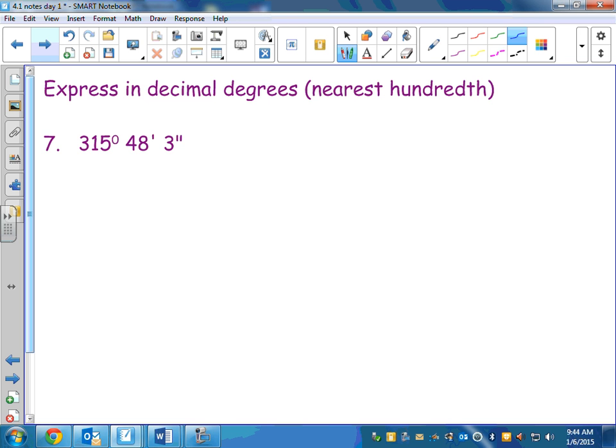Let's see. I don't ever use the calculator, so I don't know the answer to this. Degrees, so 315 degrees, and I'm going to hit 48, and I'm going to hit minutes, and I'm going to hit 3, and I'm going to hit seconds. Yeah, and I just hit enter, and it gives you a really, really long decimal. This is why navigation people use this, right? My answer is 315.8008333, and it actually is a repeating decimal.